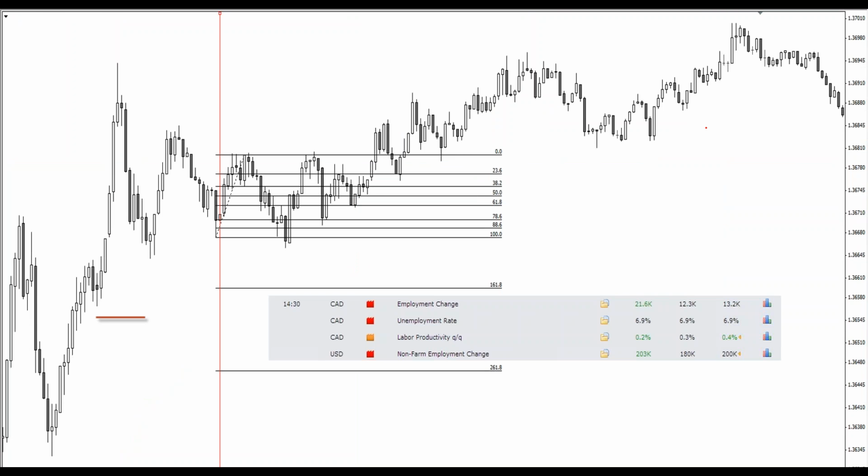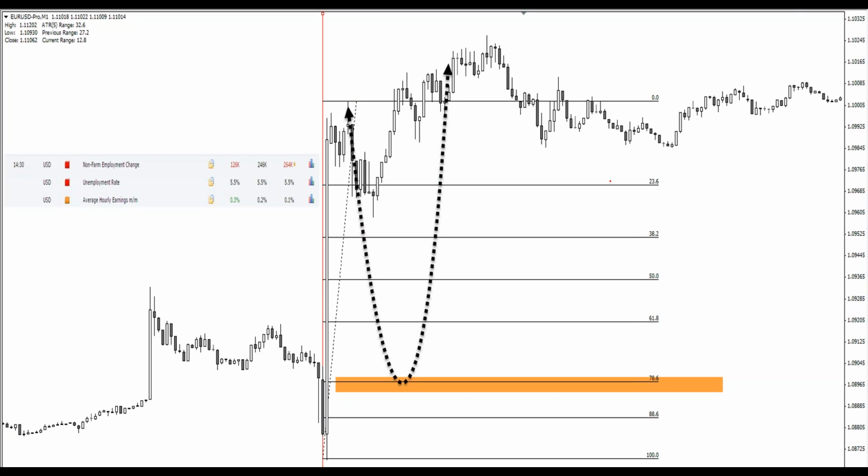See here, the dollar was good here, non-farm employment change. Okay, what happened? The price went there. It went to 78.6. It didn't touch the stop loss. It went to the upside. So it's very easy.